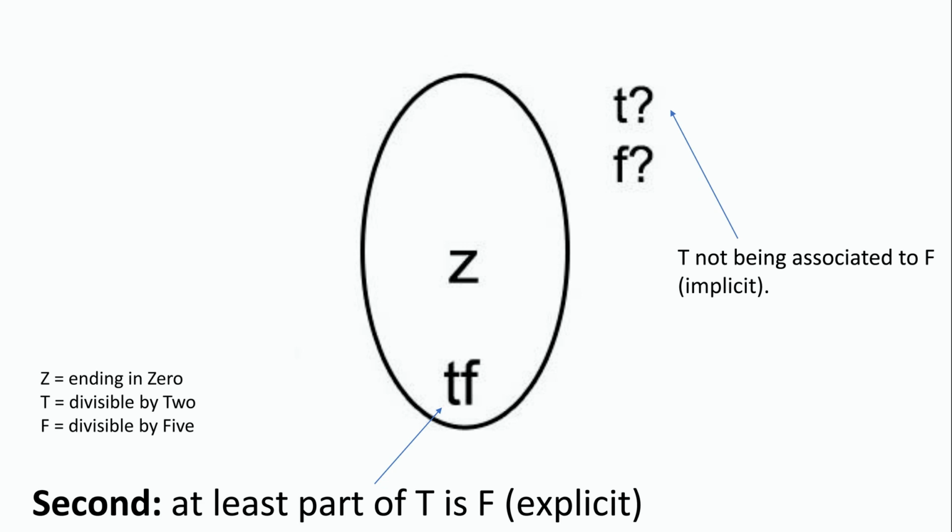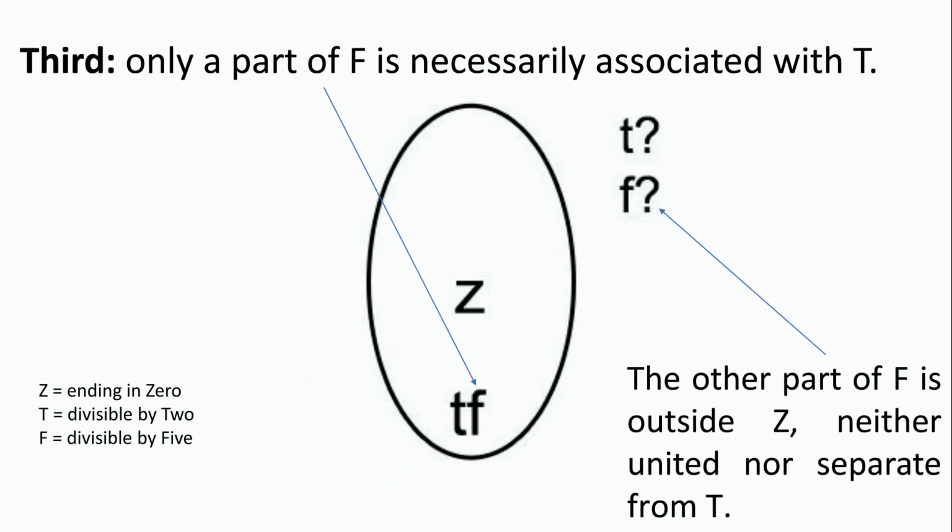Second question: are all types of T necessarily associated with F or only a part of them? Answer: we see that only a part of the types of T is necessarily associated with F, so we can conclude that at least part of T is F. We cannot say that all T is F because there is a possibility outside Z of T not being associated to F. Although we cannot say, based solely on the premises, that there is a part of T which is not F. Third question: can we say that all F is T?